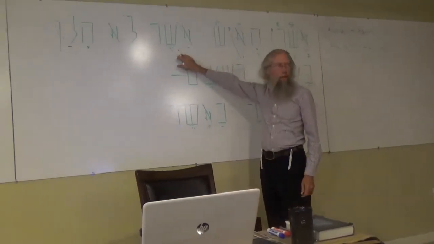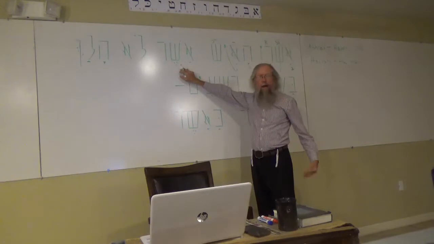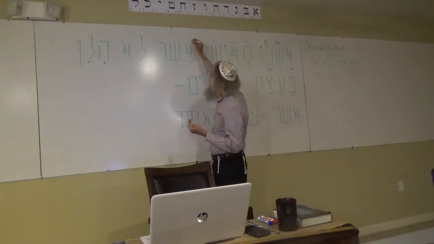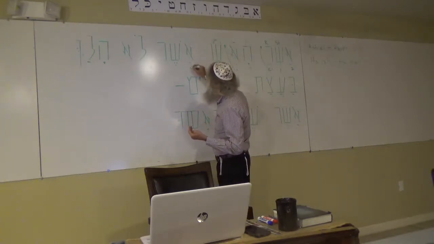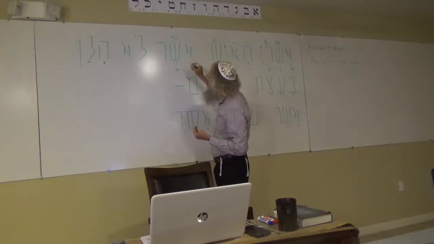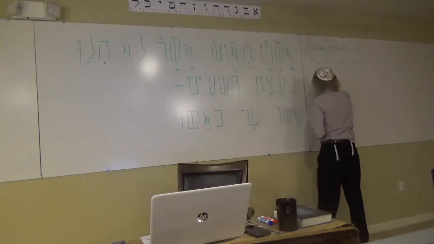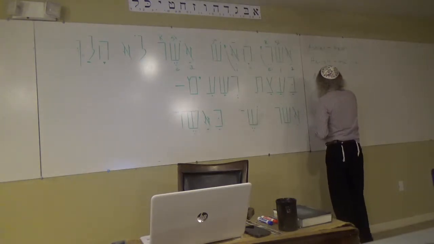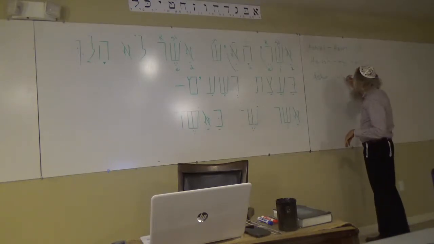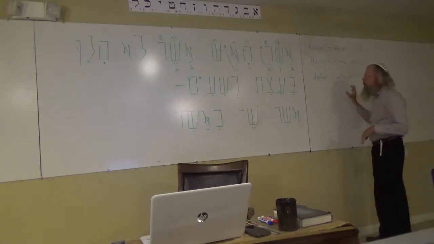Who's got the next one? This is the one you had last week. Charity. Asher. Everyone say Asher. Again, Asher. So give it to me. Aleph, and then the sh, with the e under it. Asher. Now, Asher means who, which, or that. It can be any one of these three.